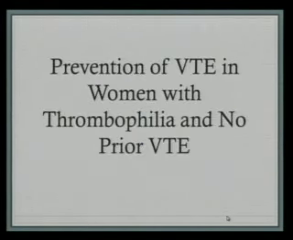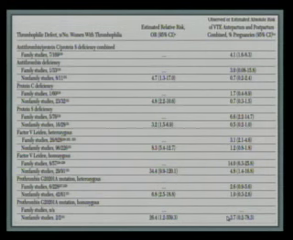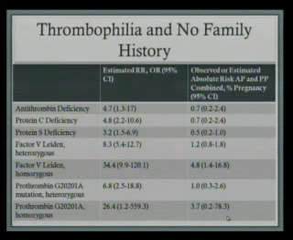So now let's talk about the prevention of blood clots in women who have thrombophilia and no prior history of blood clots. This is an estimated pooled risk, and it's going to be smaller in just a second. As you can see here, there is a significantly increased risk of blood clots in these women who have thrombophilia. The most significant risk is in those who are homozygous for factor V Leiden and prothrombin mutations, and then the lower risk are those with the protein S deficiencies.